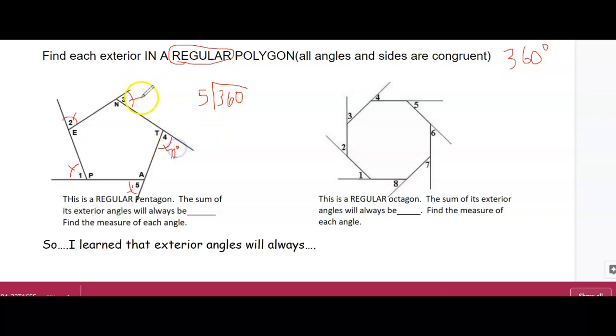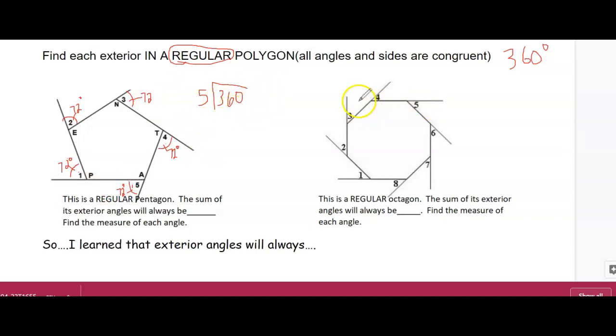So that's all you do. Each one will be 72 degrees. So I'm going to write 72 on each one, and then I'm done. Go ahead and do that in your notes. You don't have to count, well, I guess you do to find out how many angles you have. But that's all you have to do. They're always going to equal 360.